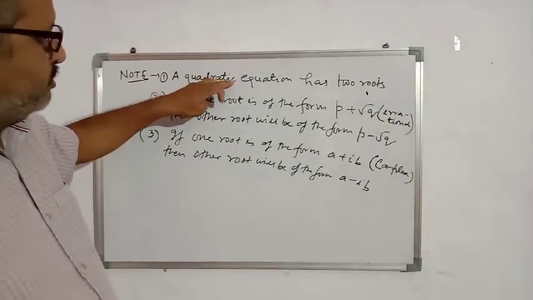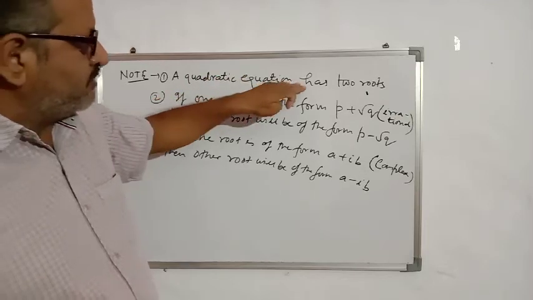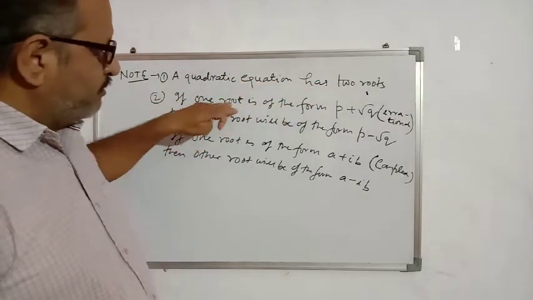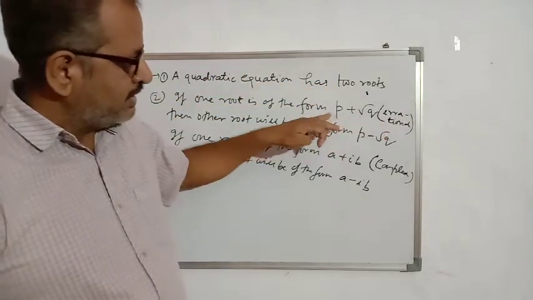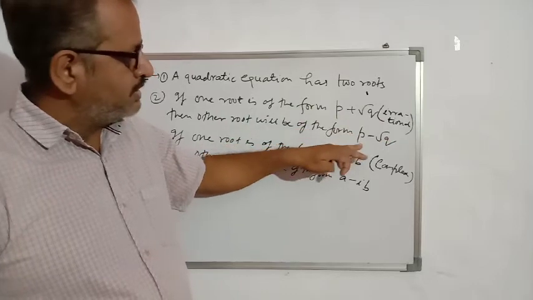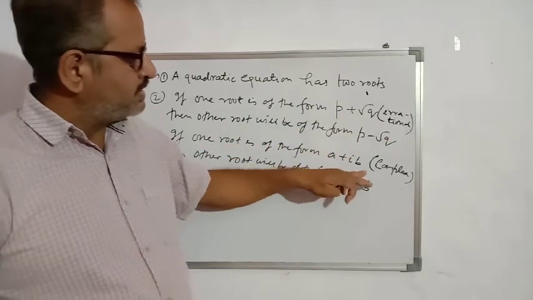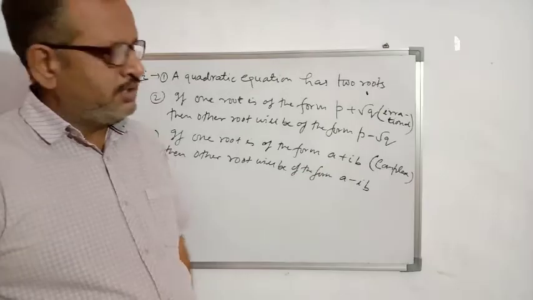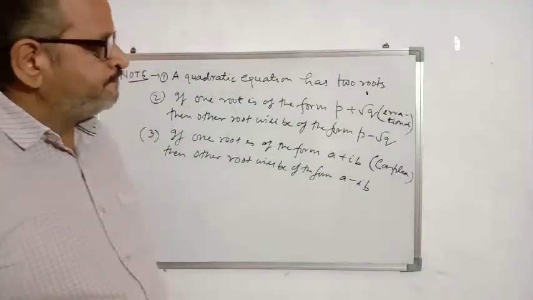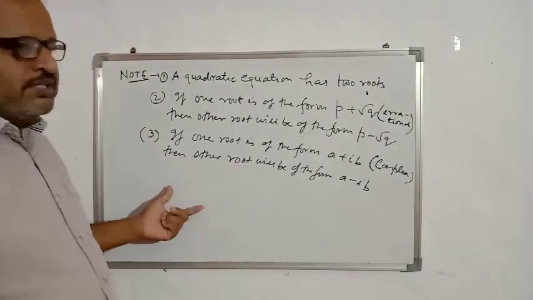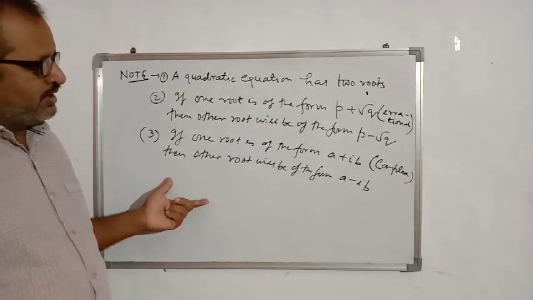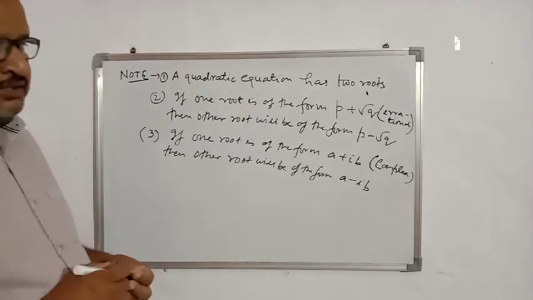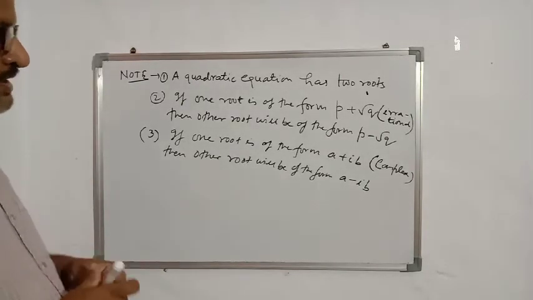So we have to remember 3 points. Quadratic equation has two roots. If one root is irrational, then other root will be irrational conjugate. If one root is complex, other root will be its complex conjugate. Now we will see some problems how we can solve the quadratic equation. So see the problem from the exercise.